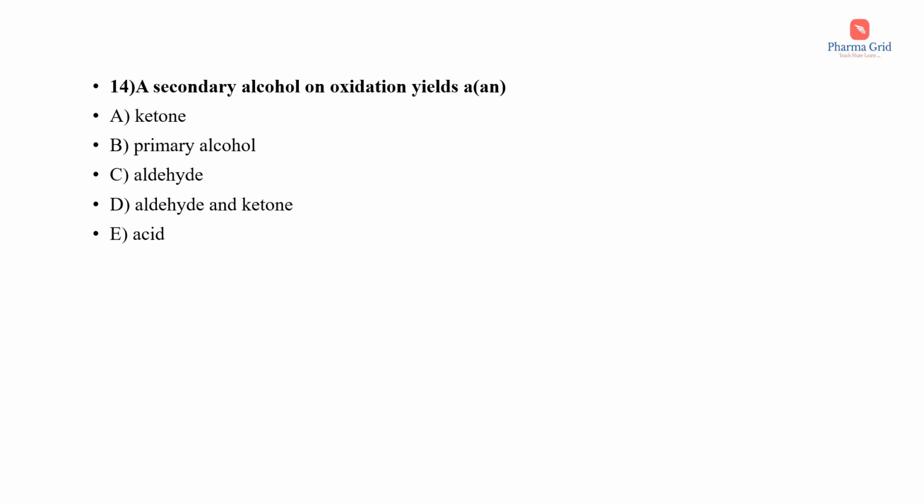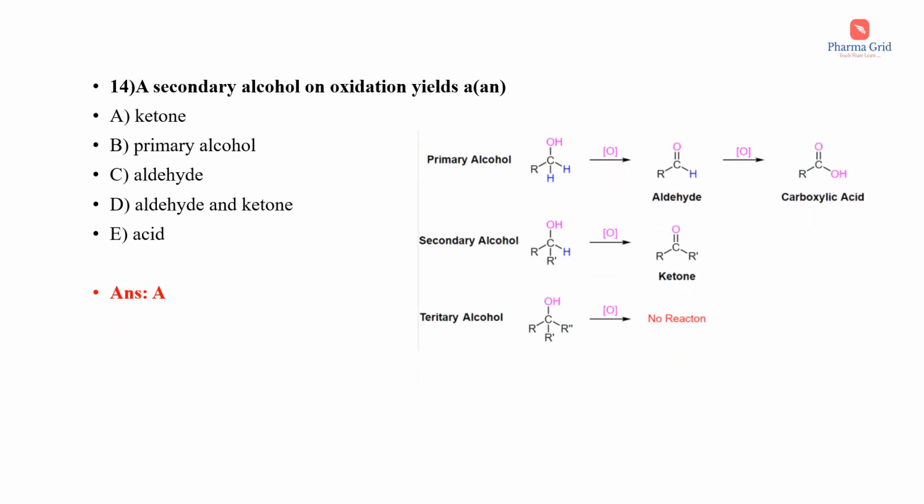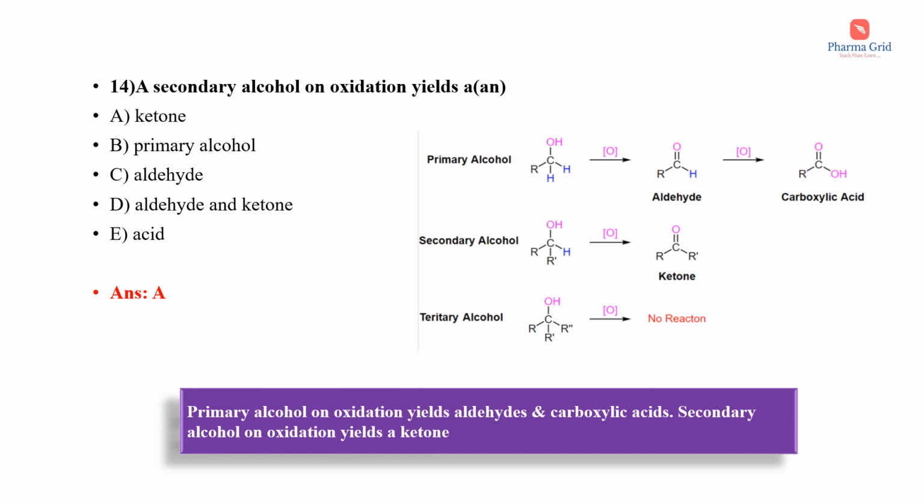Question number 14. A secondary alcohol on oxidation yields. The options are ketone, primary alcohol, aldehyde, aldehyde and ketone, acid. Here the correct answer is option A, that is ketone. So here you can see primary alcohol on oxidation yields aldehyde and carboxylic acid. And the secondary alcohol on oxidation yields a ketone, whereas tertiary alcohol has no oxidation reaction.